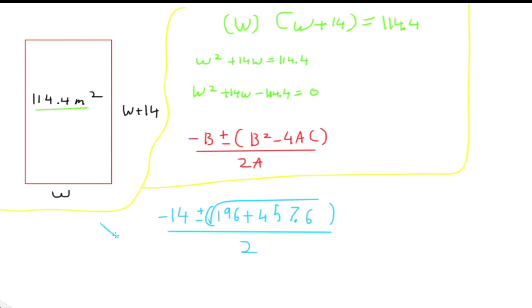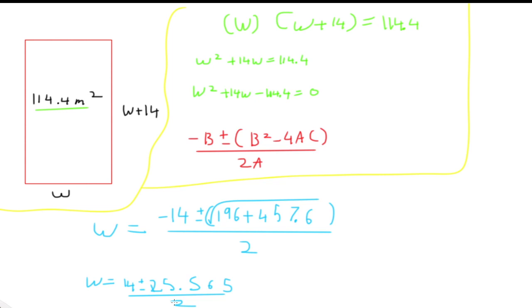So you've got w is equal to negative 14 plus or minus the square root of 196 plus 457.6. And if I type this in my calculator, this value here will be 25.565. So w is equal to negative 14 plus or minus 25.565, over 2.